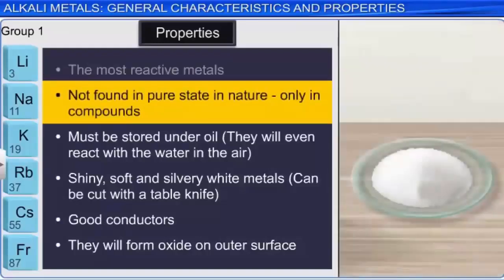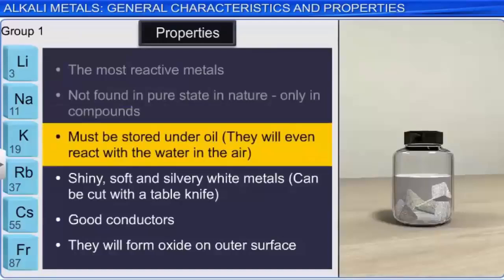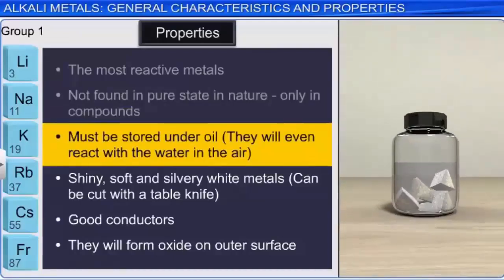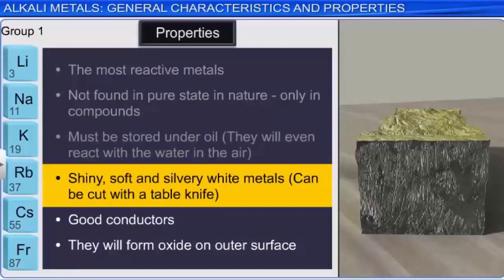Since they all react with water, they must be stored under oil, as shown in the illustration. They will even react with water in the air. The alkali metals are all shiny and silvery in appearance. They are so soft that they can be cut with a table knife, which is often surprising to students.